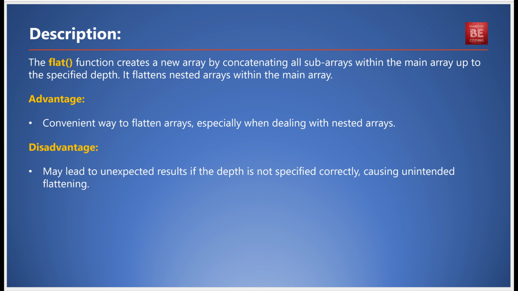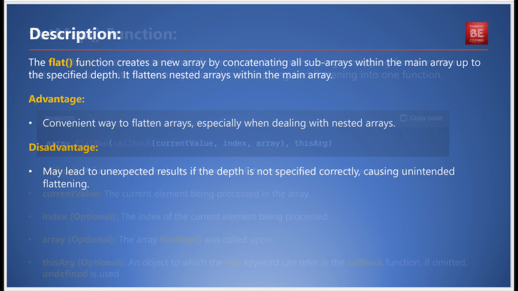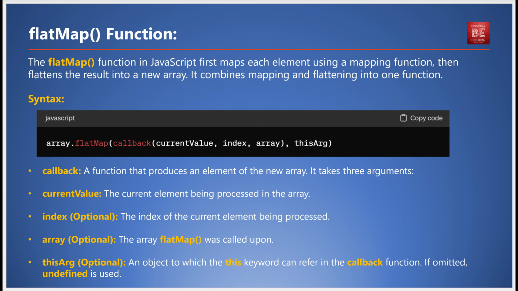While the flat function can be a convenient method to flatten arrays, particularly when dealing with nested arrays, it does come with a minor drawback. The depth specification might lead to unexpected results if not set correctly, causing unintended flattening of the array. Next up is the FlatMap function. This function is a bit more complex, as it first maps each element using a mapping function, then flattens the result into a new array. Essentially, it's combining mapping and flattening into one function.